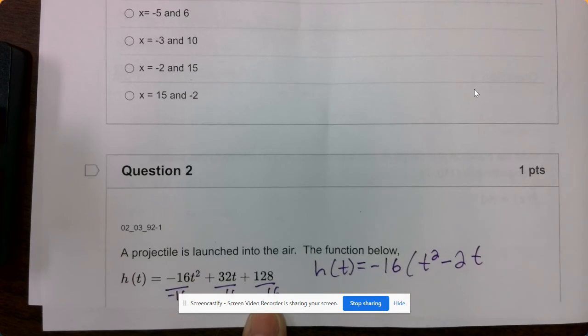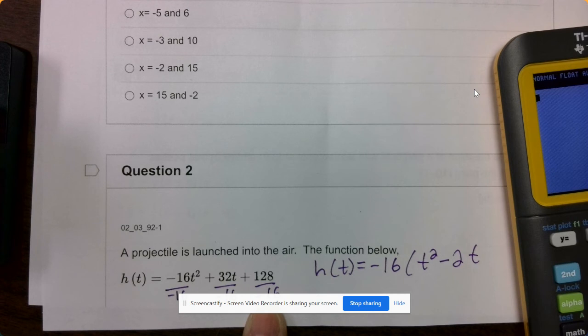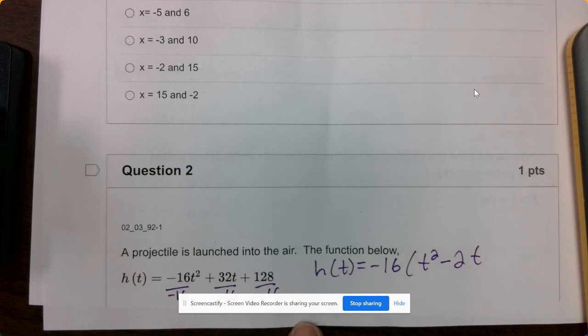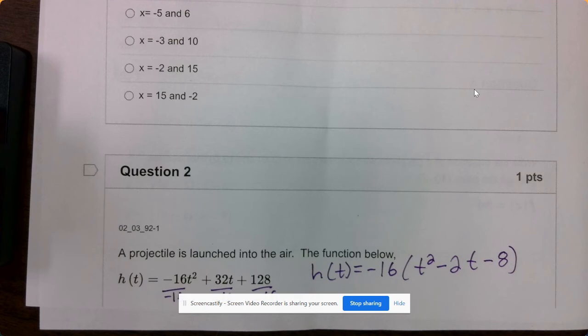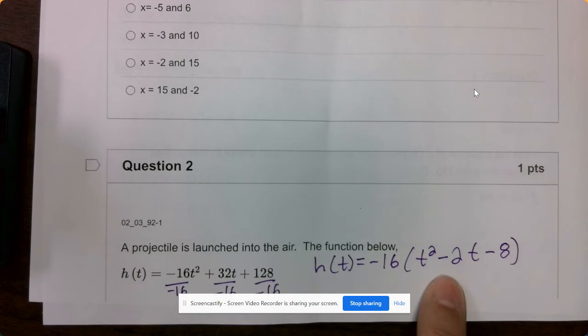So everybody, second quit on the calculator. Second quit to get back to the graphing, we do 128 divided by negative 16. And we get negative 8. Okay, so we have negative 2 here and negative 8 here.